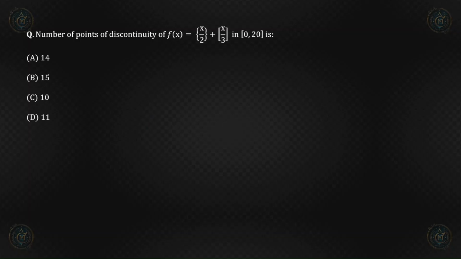In this interval, we first express this function in terms of a single function, like the greatest integer function, for example, so that we can discuss the continuity in a much better way. So this fractional part we can write as x by 2 minus its greatest integer, right? So we can write x by 2 minus greatest integer part of x by 2 plus greatest integer part of x by 3. Okay, now see an interesting thing.